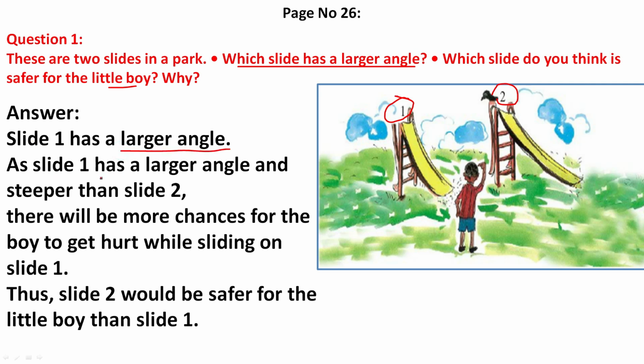As slide 1 has the larger angle and is steeper than slide 2, there will be more chances for the boy to get hurt while sliding on slide number 1. Here the chances are more to get hurt because it is just a vertical position. But here you can find the second one sliding long. Slide 2 would be safer for the little boy than slide 1. This is safer.